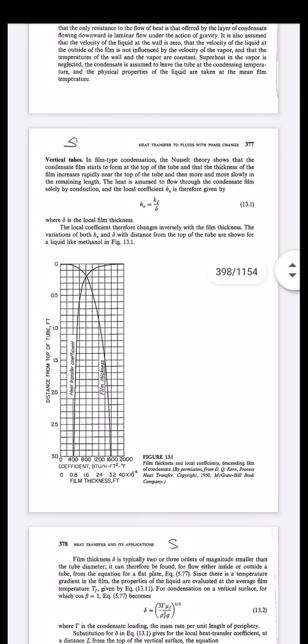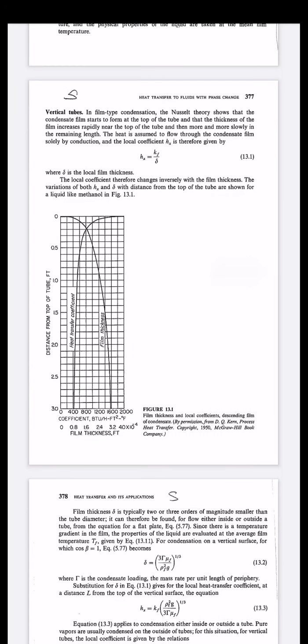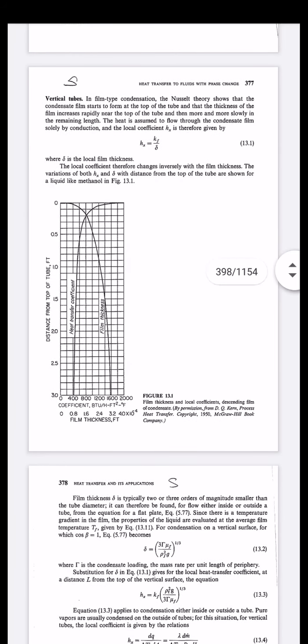So generally the heat transfer coefficient is inversely proportional to the film thickness. Now moving towards the diagram, as shown in 13.1, this diagram is drawn for the film thickness and the local coefficients depending upon the film of condensate. If you see, there are two lines drawn which are intersecting. One line is showing the heat transfer coefficient and another line is showing film thickness. So as film thickness increases, the heat transfer coefficient decreases, and vice versa. As film thickness decreases, the heat transfer rate increases.